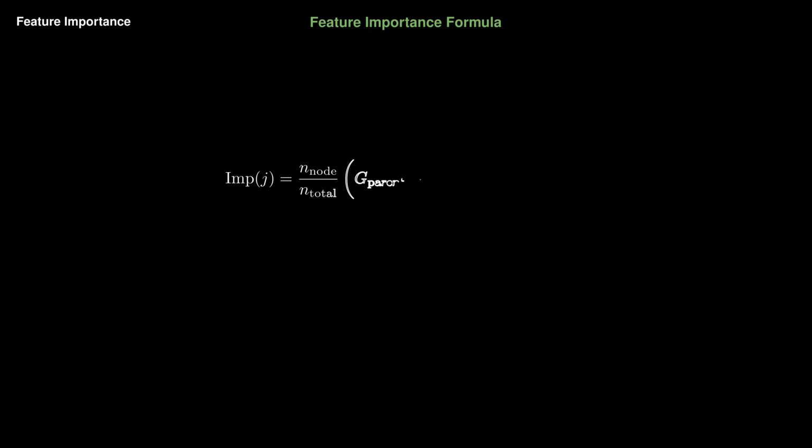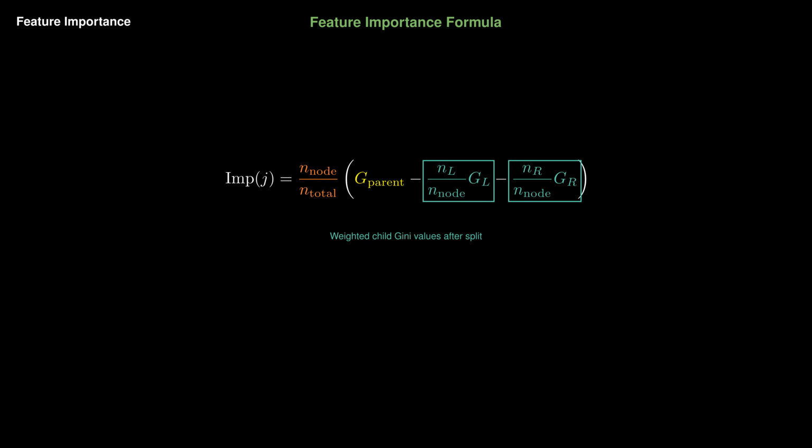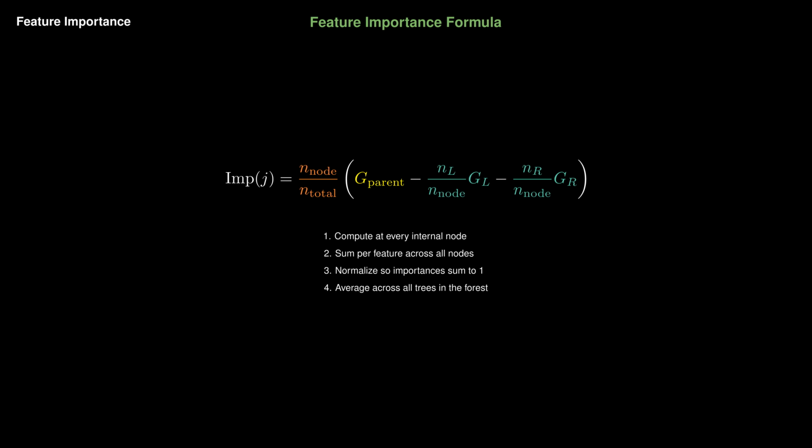Here's the key formula. At each node in a tree, the importance of the feature used at that split equals the fraction of total samples at that node times the impurity drop. The impurity drop is the parent Gini minus the weighted average of the left and right child Gini values. The fraction of samples matters because a split at the root sees all the data, so it contributes more than a split deep in the tree. We sum this across every node where that feature is used, then normalize so all importances add to 1. Finally, we average across all trees in the forest.